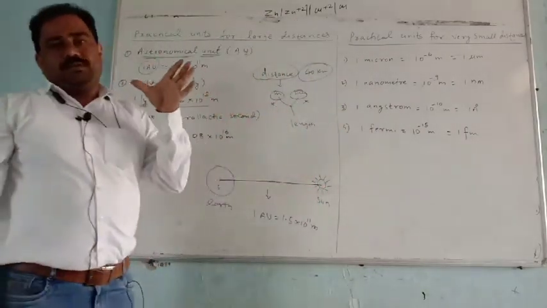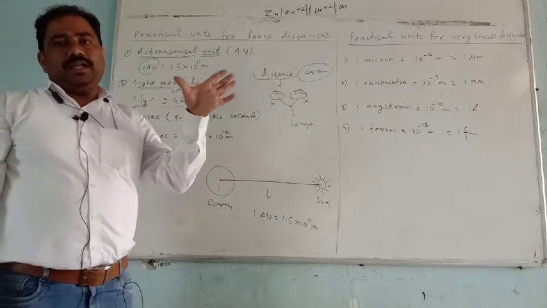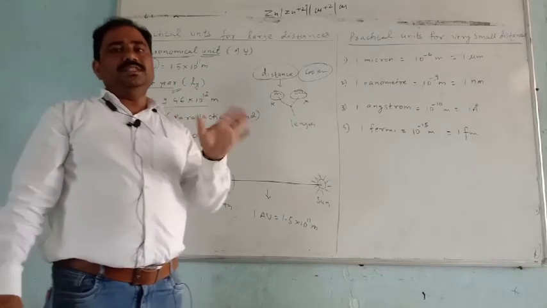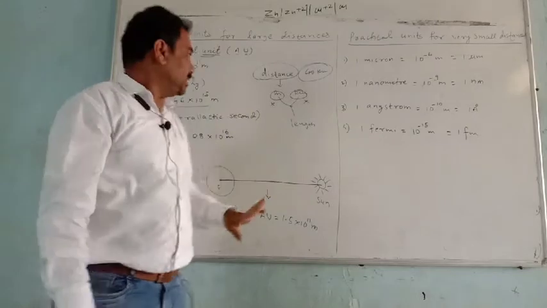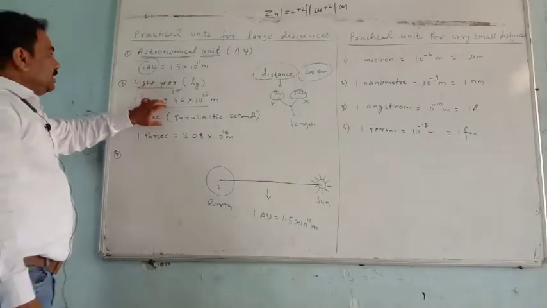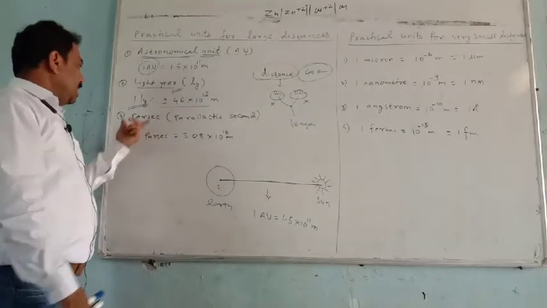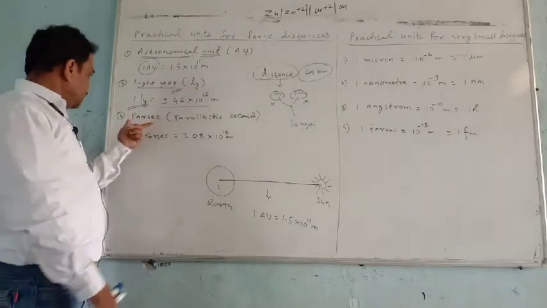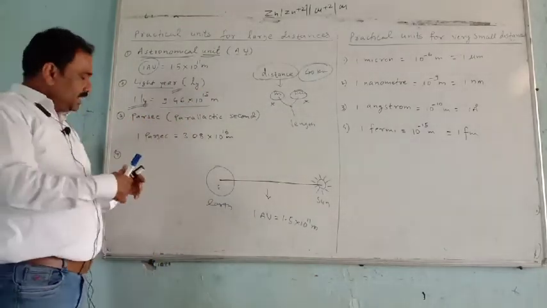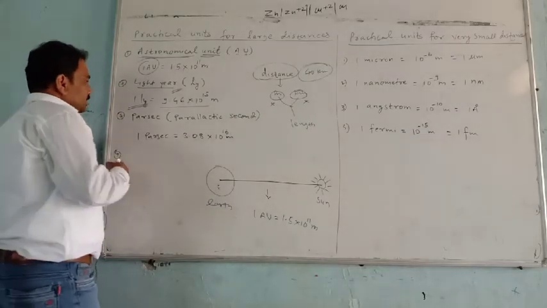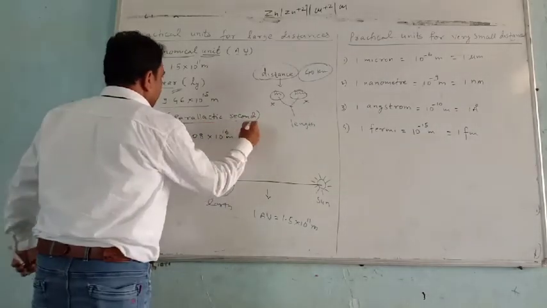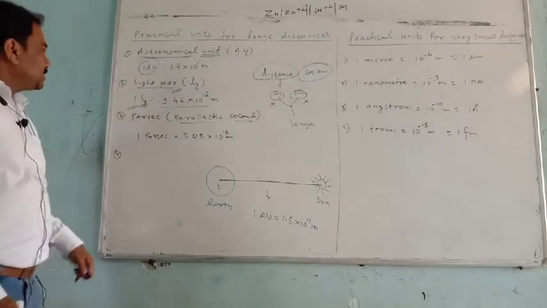Vacuum मधून लाईट ज्यावेळेस ट्रॅव्हल होते त्यावेळेस एका वर्षामध्ये किती डिस्टन्स ट्रॅव्हल करते, that is called a light year. And the correct value for a light year is 9.46 into 10 to the power 15. Another unit is there, that is parsec. Parsec means what? It is a parallactic second. So sometimes questions may be asked on this parsec.